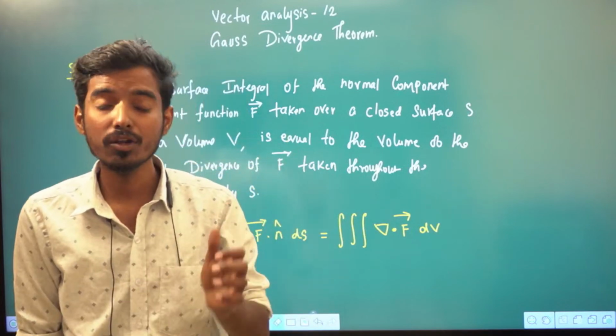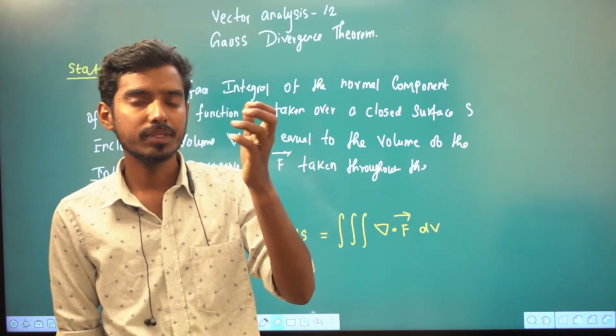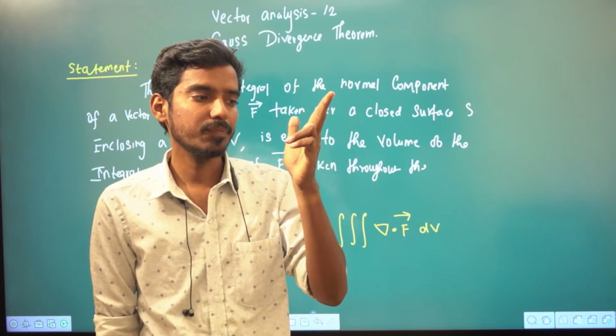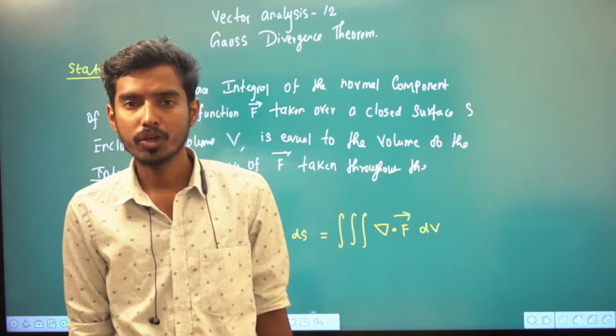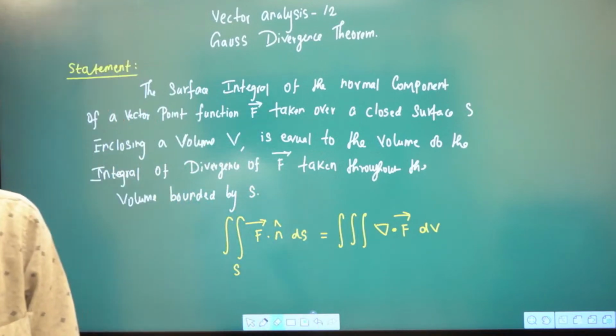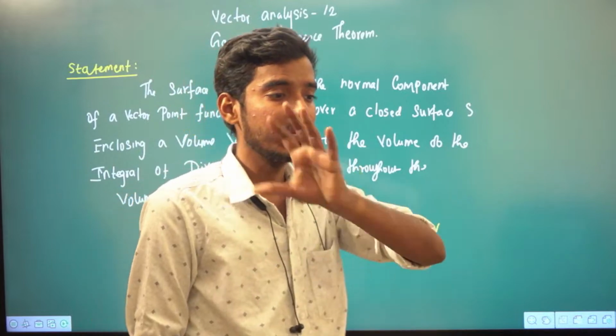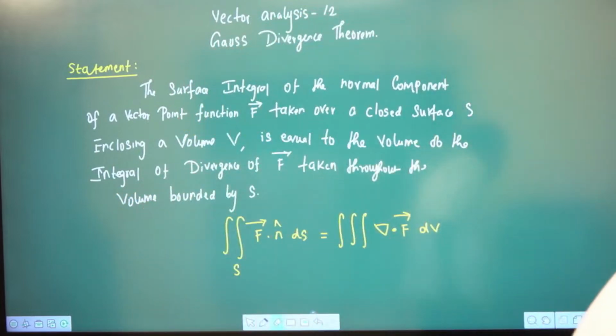And cone also, right? So they will play only with these five shapes: cube and cuboid, cylinder, sphere, hemisphere, and cone. So we need to verify the Gauss divergence theorem. They will give any one of these five shapes, and they will make some constraint also, right?